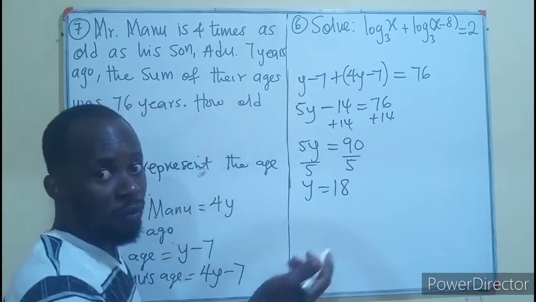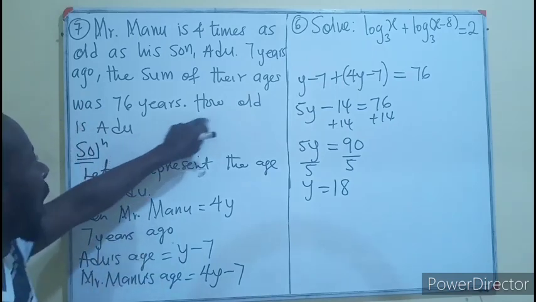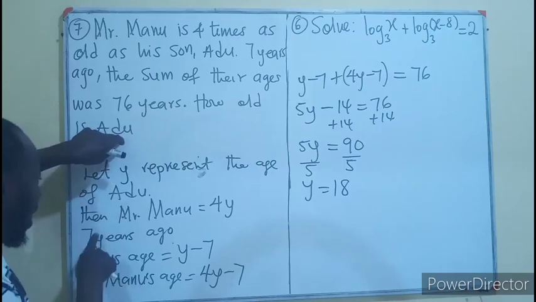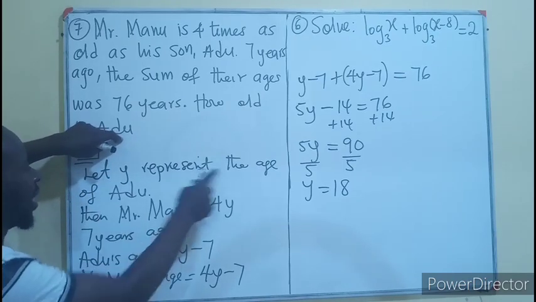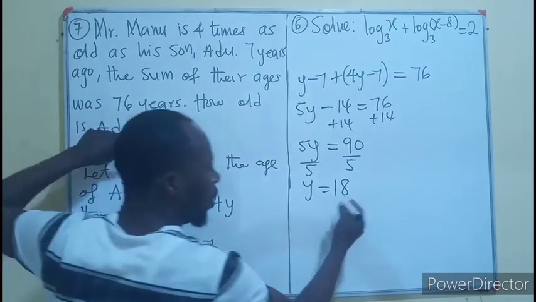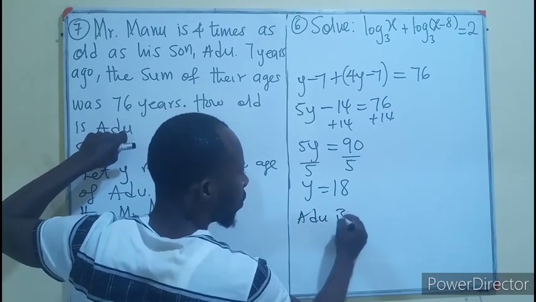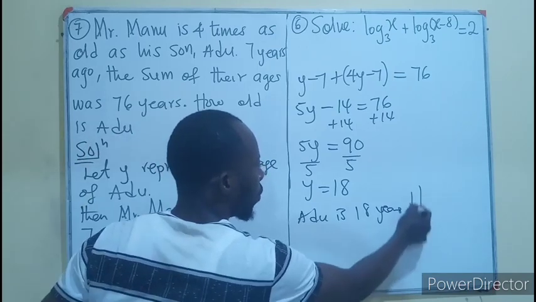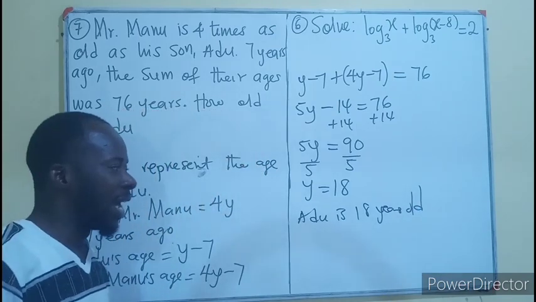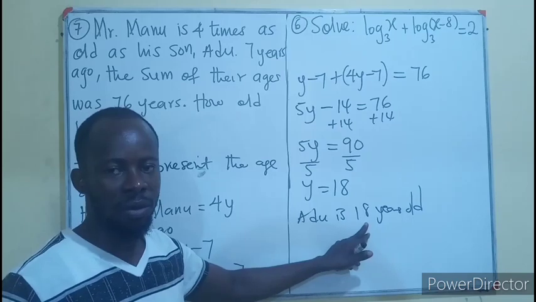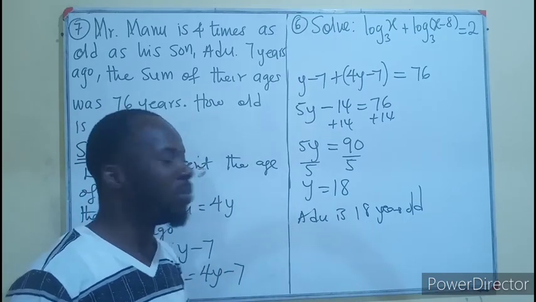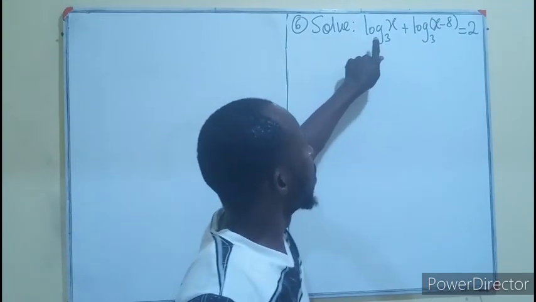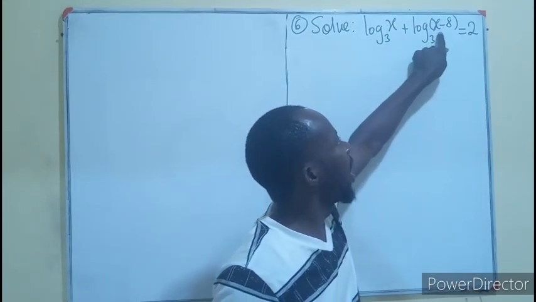We would have continued to find that of Mr. Menu, but the question says, how old is Edu? Meaning we are looking for only the age of Edu. And here we have y representing the age of Edu. Therefore, Edu is 18 years old. And if you multiply this by 4, then you get the age of Mr. Menu also.